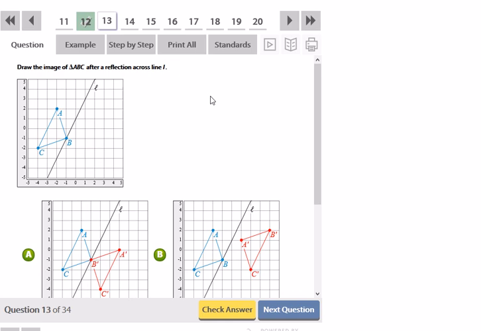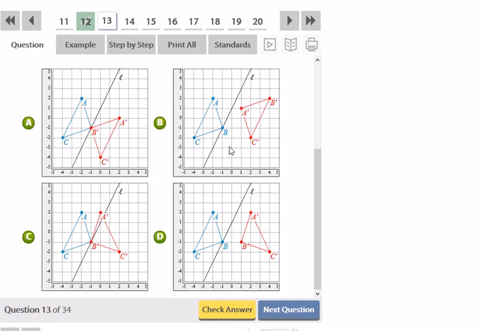Draw the image of ABC after a reflection across line L. Well, on this one, we see that B is on the axis of reflection, so B needs to stay on the axis of reflection. And we're looking for an A and a C that are equidistant. And the only one where that applies would be A. B stays exactly where it's at. It was 0 units away from the axis before, and it has to be 0 units afterwards. It has to be right on it. And here we have A and C both equidistant.